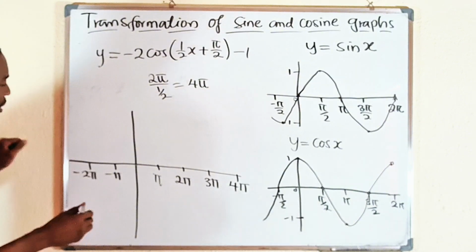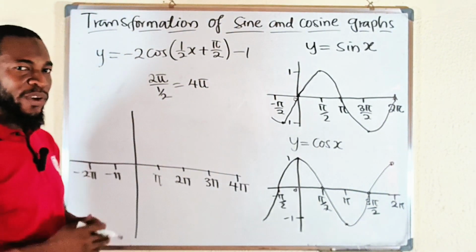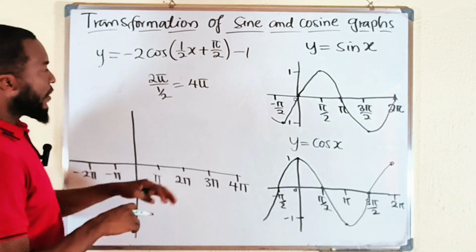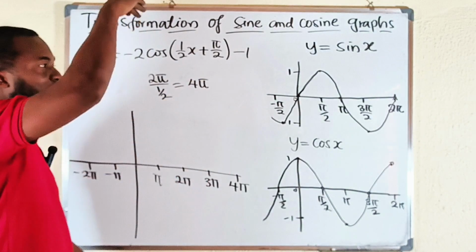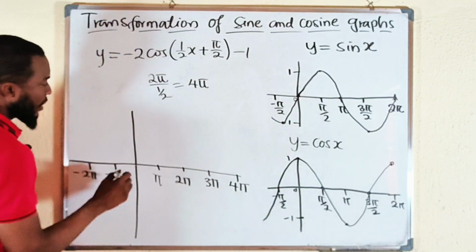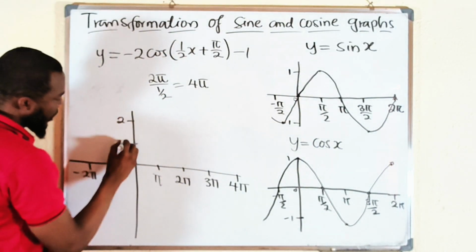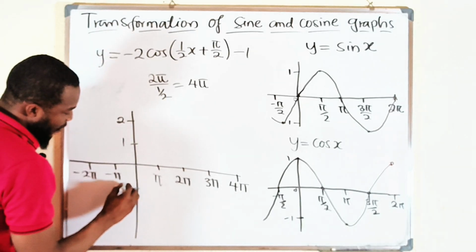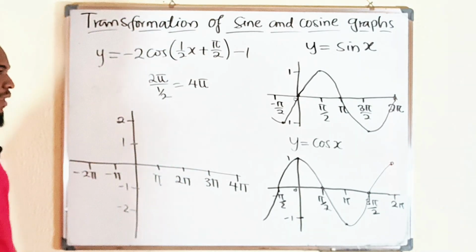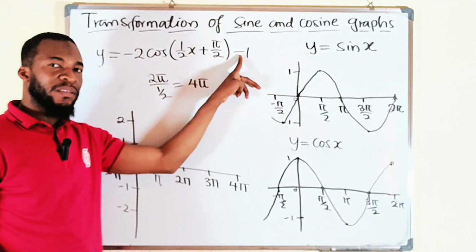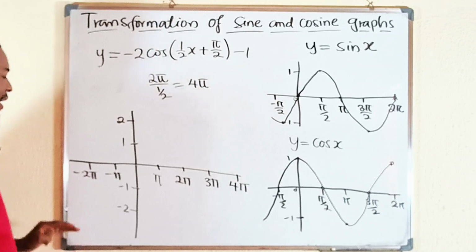Now let us talk about the amplitude. You see this number here, -2? Take the absolute value, it will be equal to what? 2. So you multiply these two numbers by 2. It will be after 2 down to -2. So we have 1, 2. You have a -1, -2.